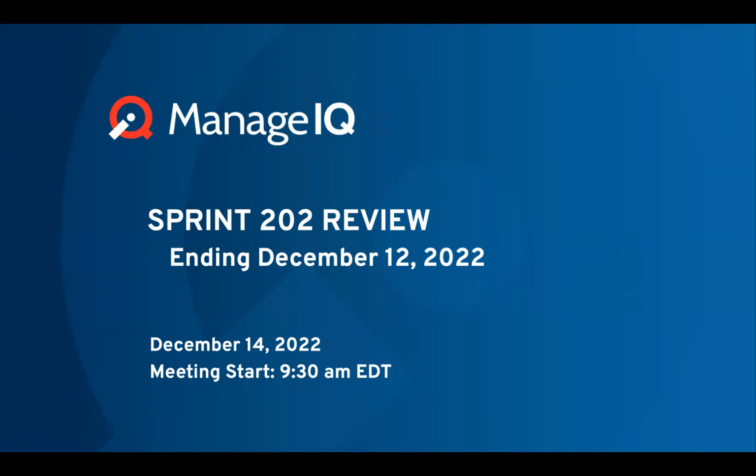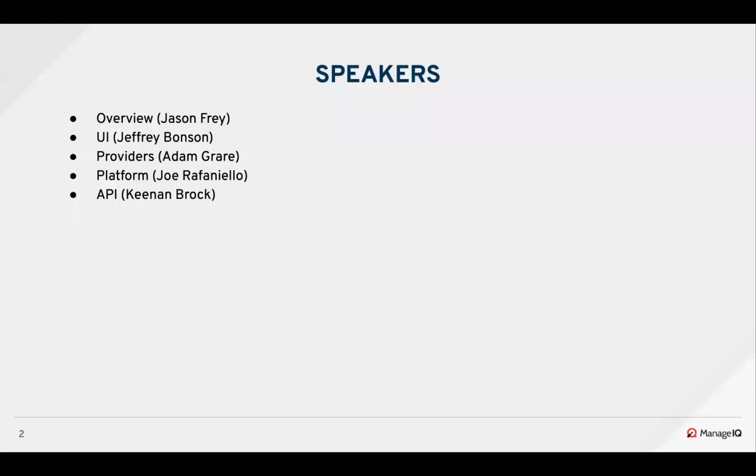This was a normal 2-week sprint. As usual, I'll start with the overview, Jeffrey on the UI, Adam on providers, Joe on the platform, and Keenan on the API.